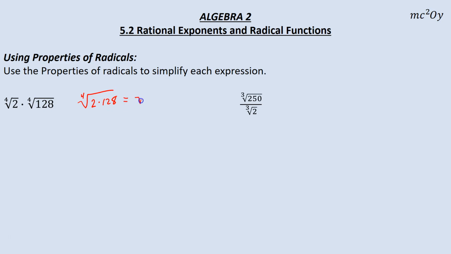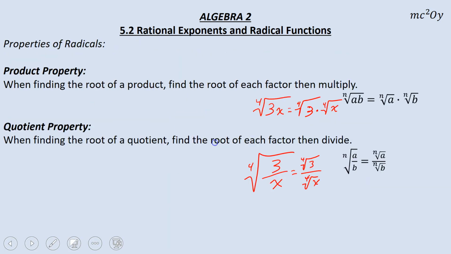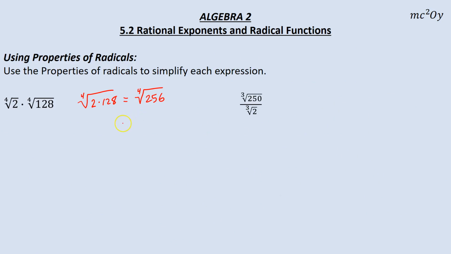So that's really the fourth root of 256. The only reason I do that is because 128 is not a perfect fourth root, nor is 2. But when I put those two together, 256 is a perfect fourth root. It's actually equal to 4: 4 times 4 times 4 times 4, since 16 times 16 is 256.